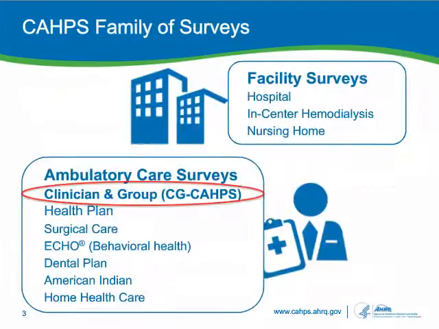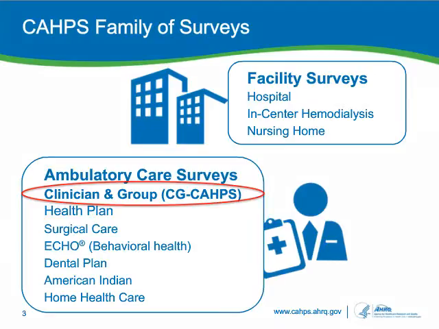The CAHPS family of surveys has expanded rapidly over the past 2 decades. As shown here, facility surveys include CAHPS for hospitals and CAHPS for dialysis centers as well as nursing homes. The suite of ambulatory care surveys has expanded to include not just where it all began with the CAHPS Health Plan Survey back in 1995, but now CAHPS surveys for surgical care, behavioral health, home health, and most relevant to our webcast today, for medical groups, practice sites, and individual clinicians, namely the CAHPS Clinician and Group Survey, or we refer to it as CG-CAHPS.